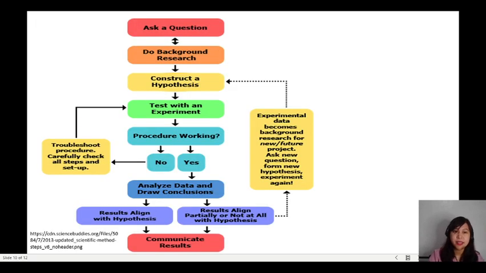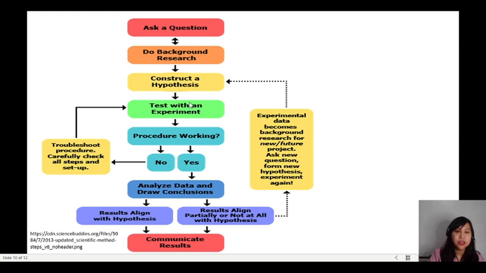To summarize the lesson, number 1 in the steps of the scientific method is to ask a question based on your observation. And then after that, you may do some background research. And then after doing that background research, you may now construct or formulate your hypothesis. Then after making this hypothesis, you may now test it with an experiment.